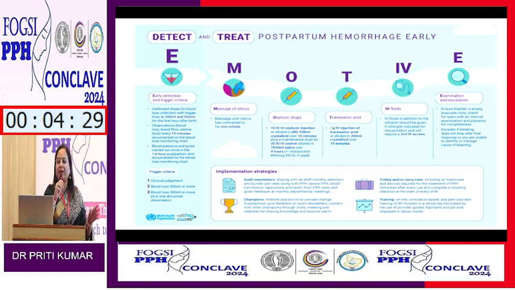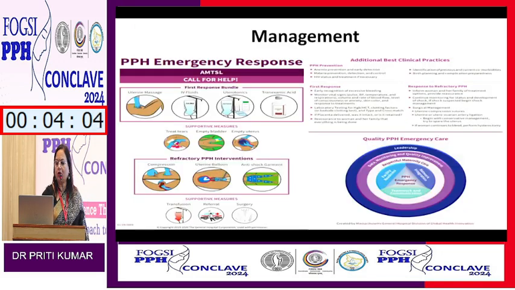Then tranexamic acid, I think Dr. Basab has talked about it. 1 gram tranexamic acid for the management immediately, simultaneously, as soon as you detect PPH. The maximum response occurs within 3 hours of PPH. All the trials have shown that it causes a reduction in the maternal mortality by one third. IV fluids, again, crystalloids are preferred, and examine and escalate if the patient is not responding to it.